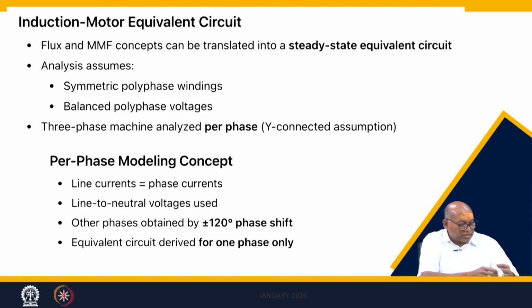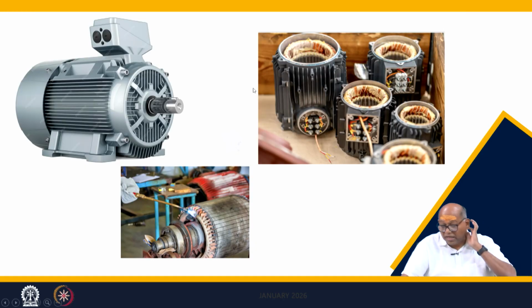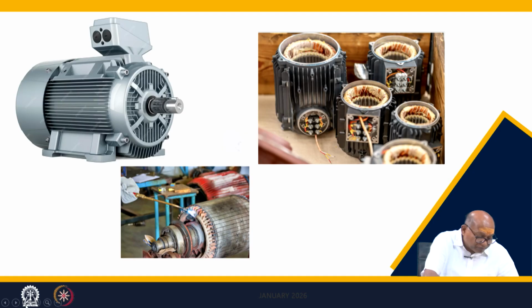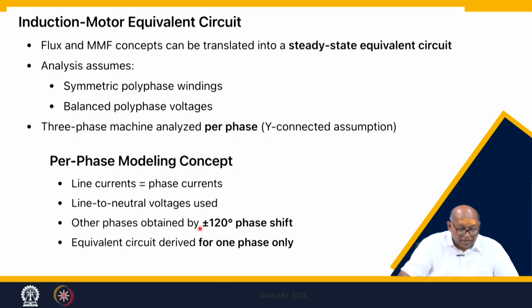Here we started from flux and MMF concepts. The stator is a very balanced winding. You see this balanced winding, this is the balanced 3-phase winding. I will use the laser to show you. So, this is a balanced winding. The rotor is balanced because it is a round rotor. So, balanced 3-phase winding. The MMF concept translates to a steady state equivalent.